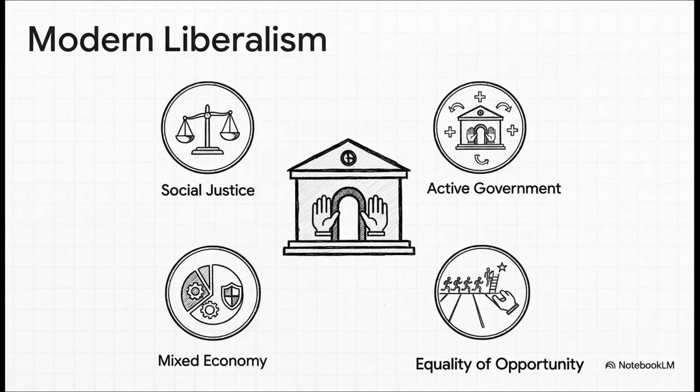And this is where modern liberalism, sometimes called social liberalism, came in with a totally different answer. It still cared about individual liberty, but it argued that real freedom means more than just being left alone. It pictures an active government, one that works to create social justice and equality of opportunity, using things like a mixed economy, social safety nets, and protective rules.